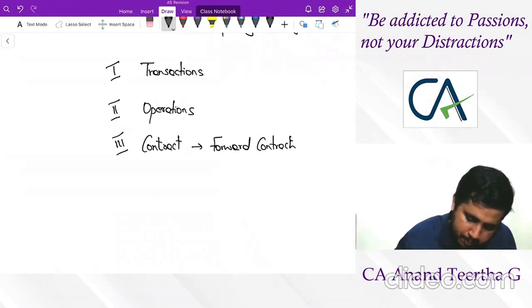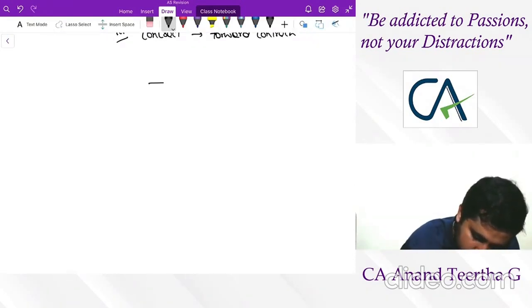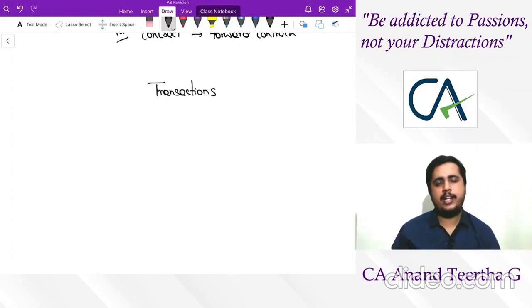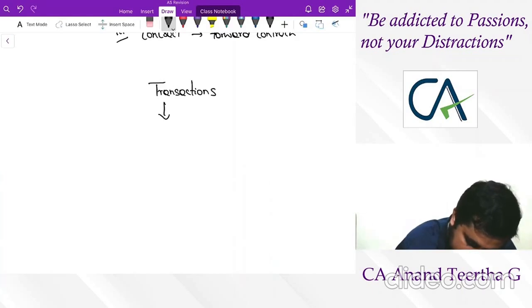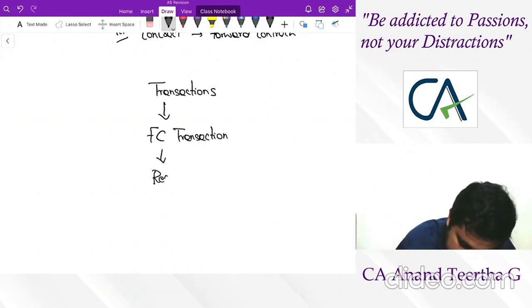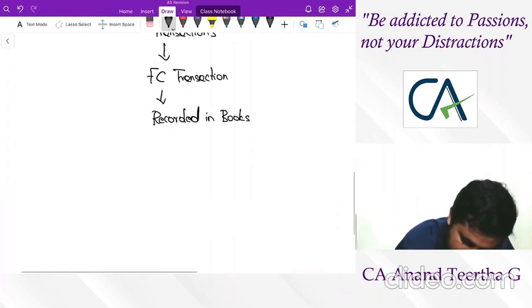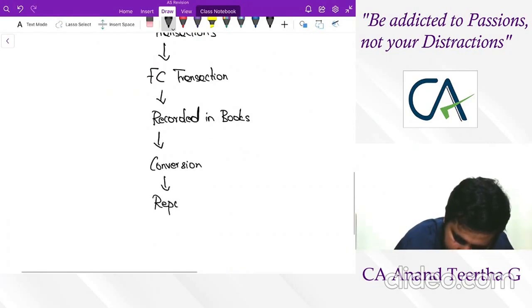The first thing is transaction rules. If there is a foreign currency transaction, how is it supposed to be dealt with? Okay, the first one. Whenever there is a foreign currency transaction, it should be recorded in the books by converting into reporting currency.